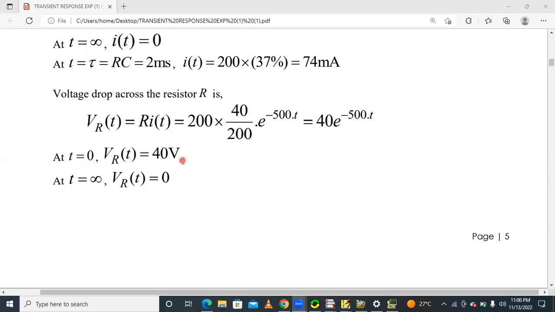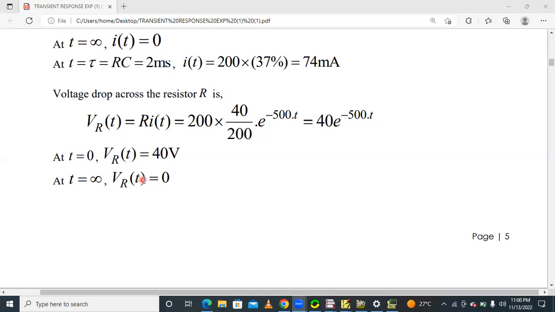Under steady state condition, the capacitor acts as an open circuit. That's why the current is 0, and then the voltage drop across the resistor is 0, since V is equal to I into R and I is equal to 0. So under steady state condition, t is equal to infinity, I of t is equal to 0.